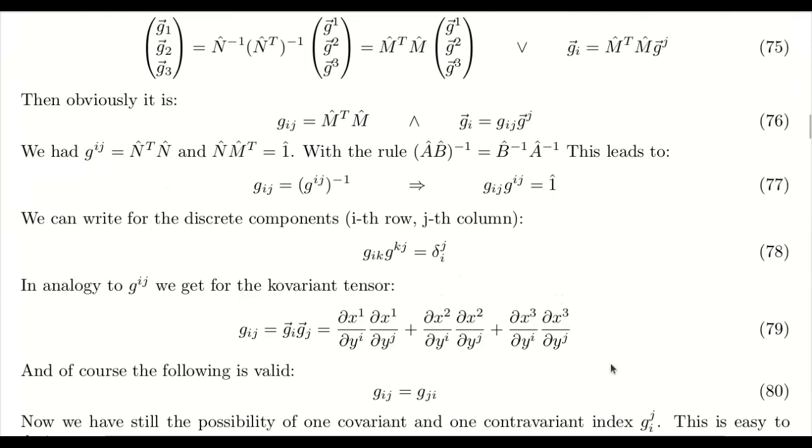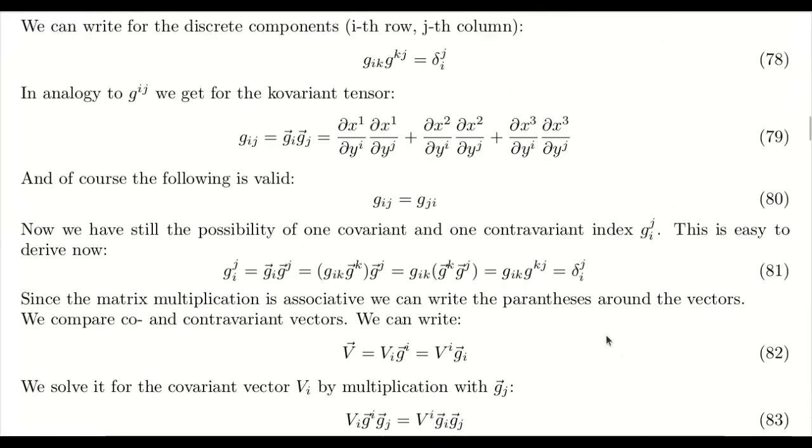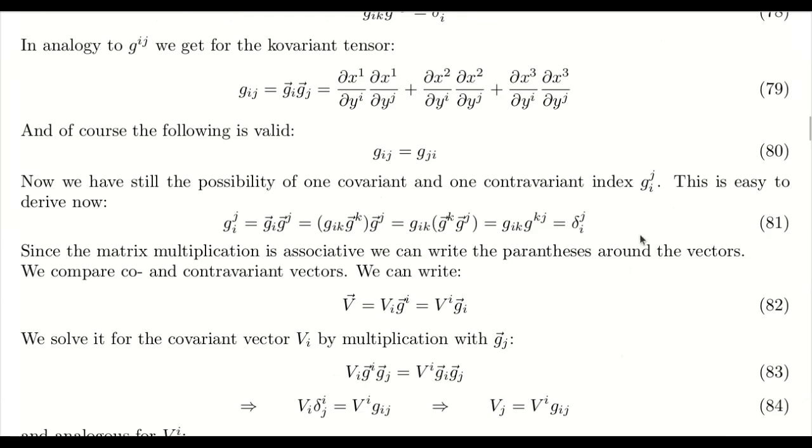In analogy, we can also write explicitly this. And of course, here we have the same symmetry in the two indices. That means Gij is the same as Gji. And there is a third possibility. We can have one co- and one contravariant index for the G matrix. Okay, we can easily calculate that now.